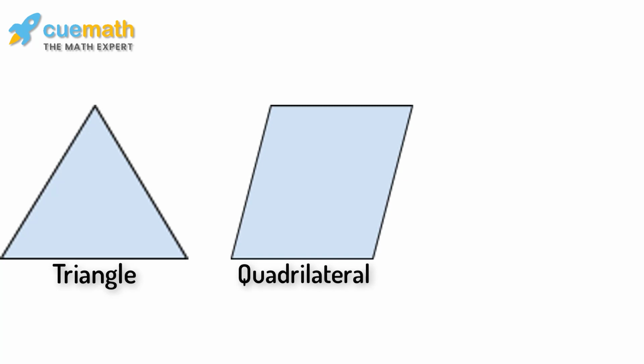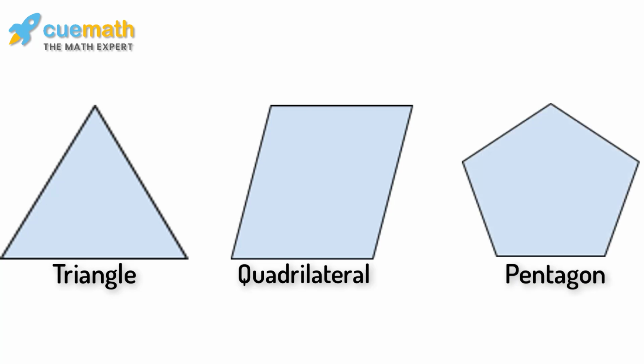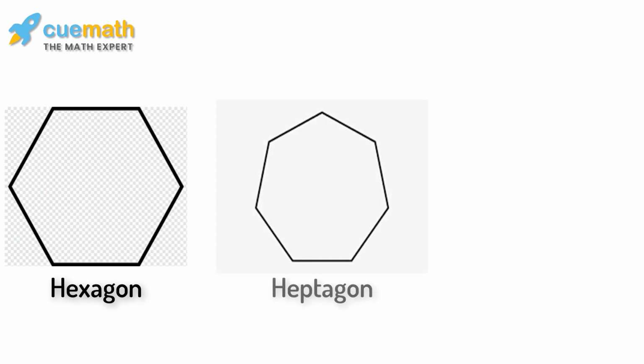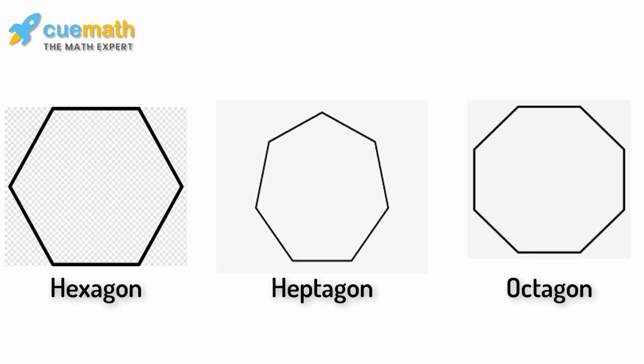A four-sided polygon is called a quadrilateral. When a polygon has five or more sides, the names follow a simple pattern. A five-sided polygon is called a pentagon, a six-sided polygon is called a hexagon, a seven-sided polygon is called a heptagon, and an eight-sided polygon is called an octagon, and so on.